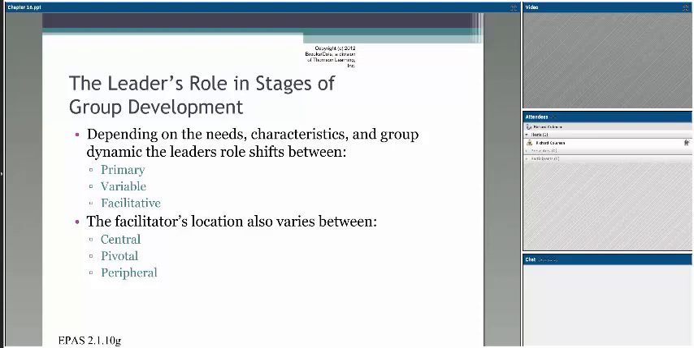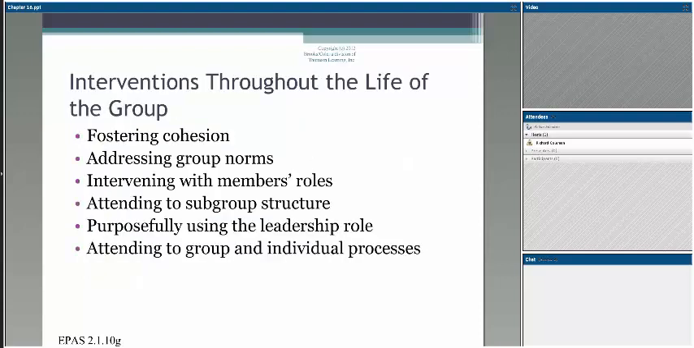So when we think about leadership, and think about yourself as a social worker in that particular role, those are the characteristics that you will need to have as a group facilitator in terms of being able to shift your roles, being variable, and having a good grasp on the facilitation piece, and also your location within the context of the group. Are you going to sit in the middle of the group? Are you sitting to the side? Are you pivotal? Are you on the periphery? And how are you engaging the folks in that group? That might look different depending on the stage of development that the group is in at that point.